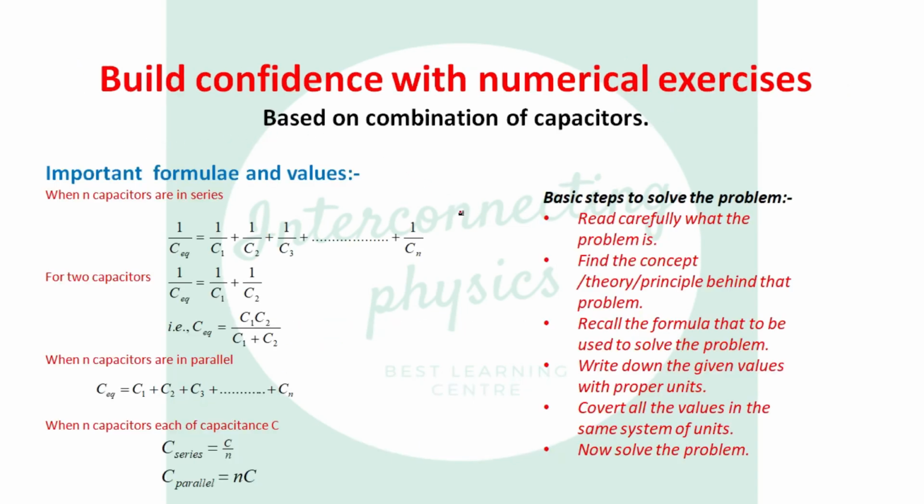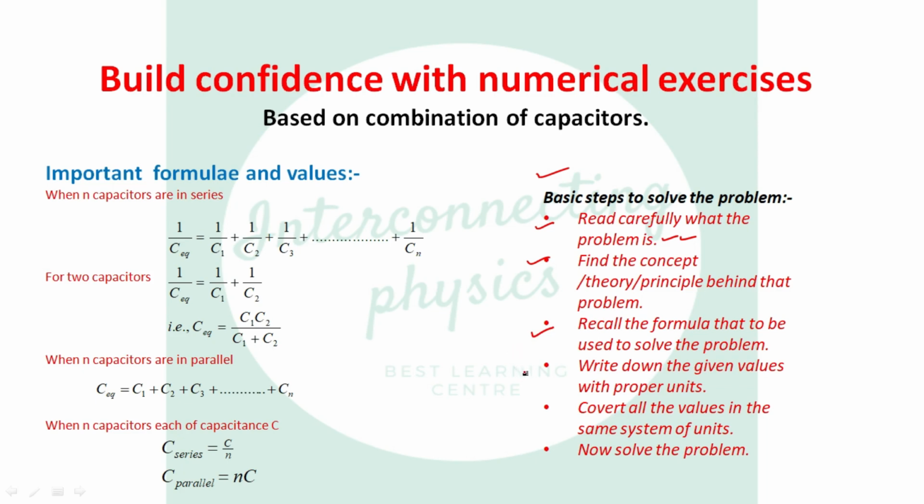So first of all, there are some basic steps to solve the problem. Number one, read carefully what the problem is, because most of the students run away. That is not the solution. The solution is to read carefully what the problem is. Number two, find the concept, theory or principle behind that problem. Number three, recall the formula that we use to solve the problem.